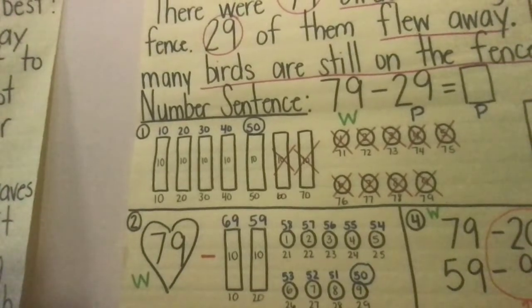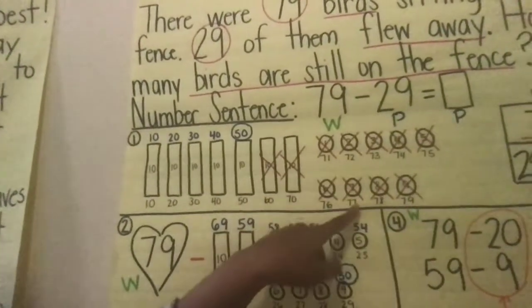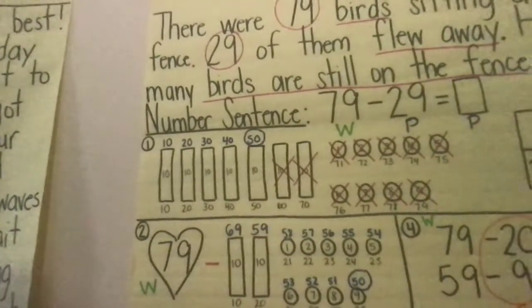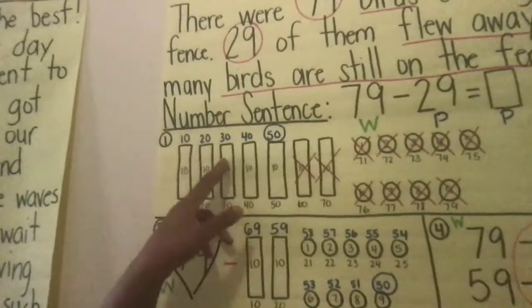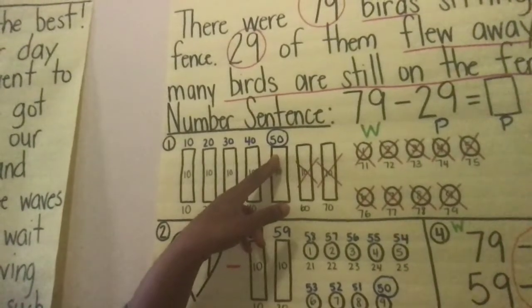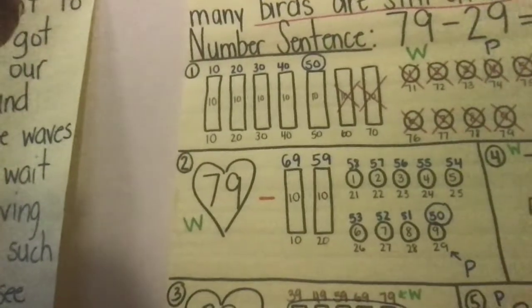Then because this is subtraction, I'm taking away 29. So first I took away my 9 ones, then I took away my 2 tens. Now in order to get my answer, I had to count what was left over. 10, 20, 30, 40, 50. 50 is what was left over, so that's my final answer. Moving on to strategy 2. Strategy 2 is counting back.